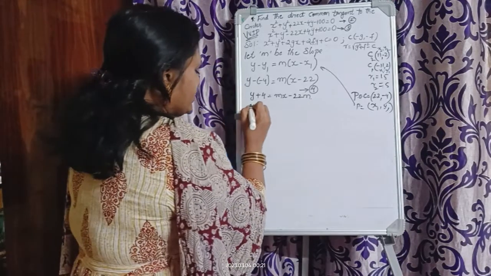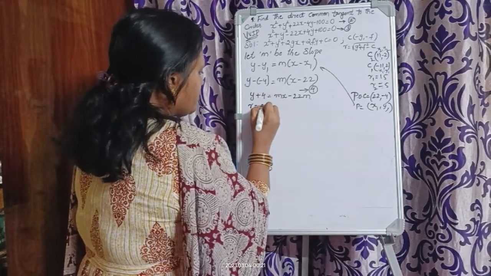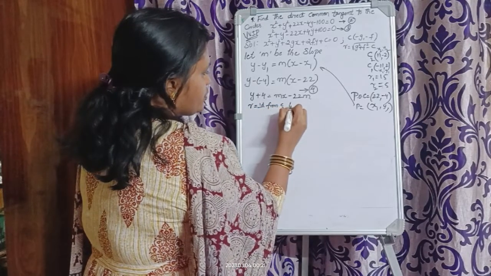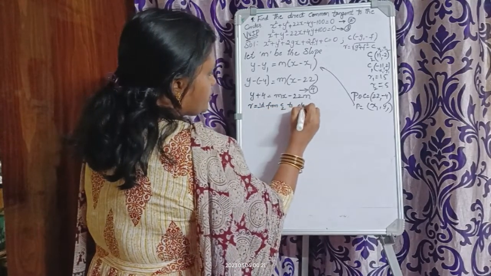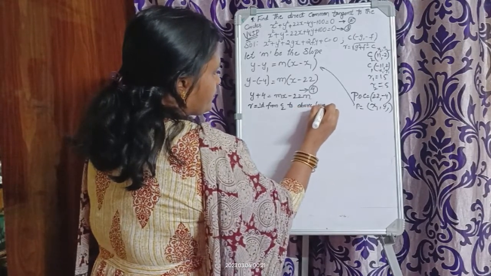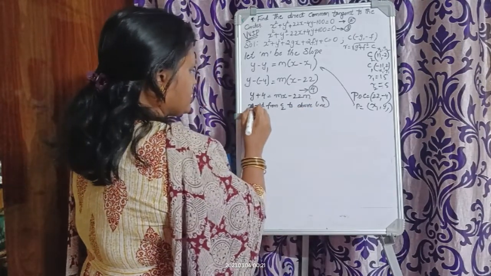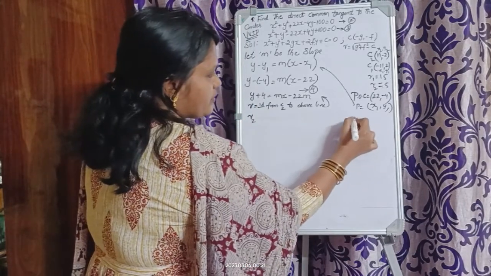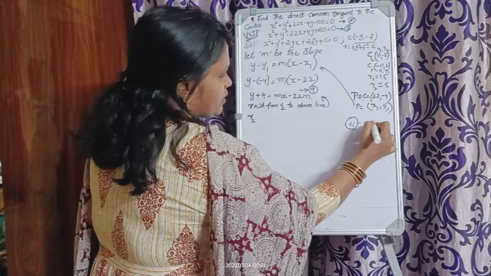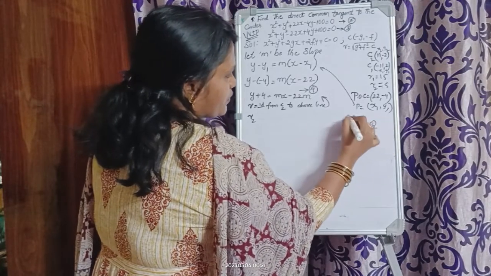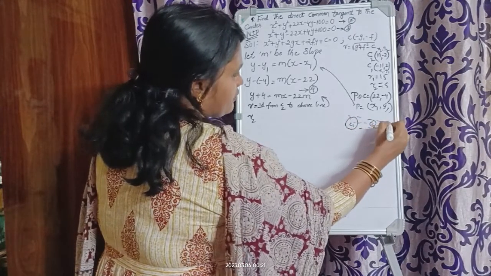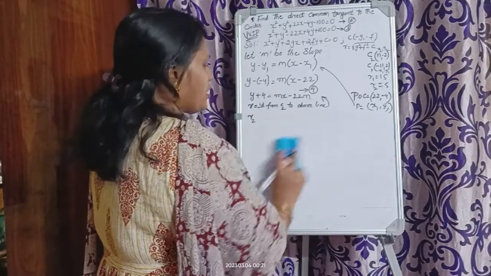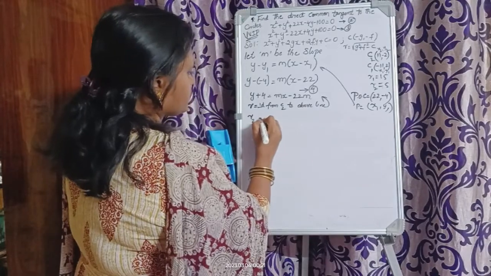From the tangent condition, r is equal to the perpendicular distance from point C2 to the above line, right? In this case it is R2. Why? Because if you take C1 here, C2 you will get somewhere here, and they both will touch somewhere at point P, right?